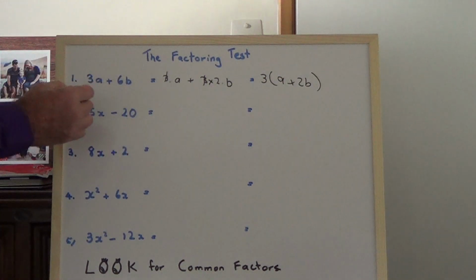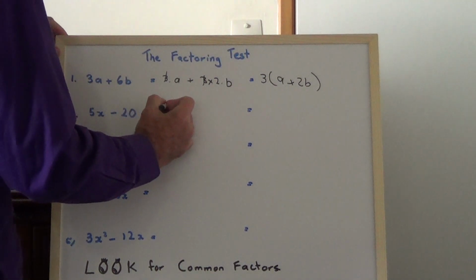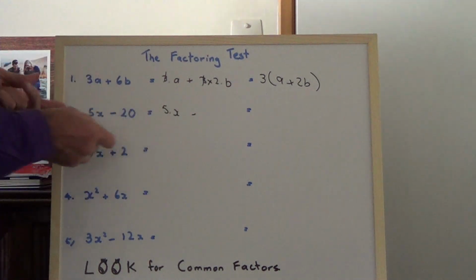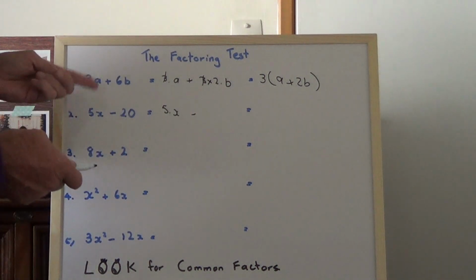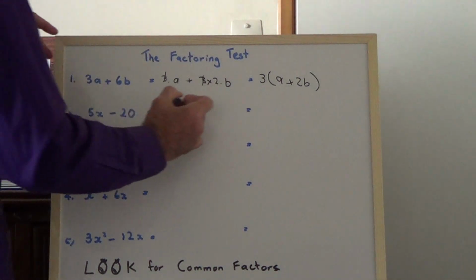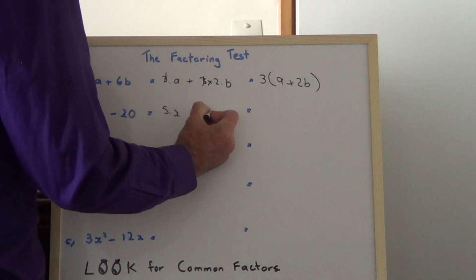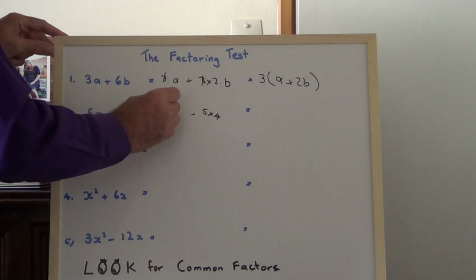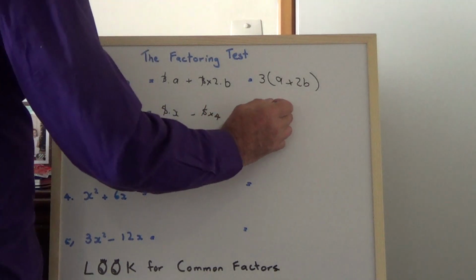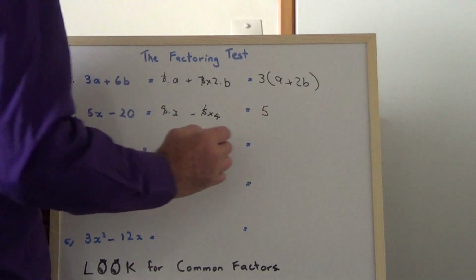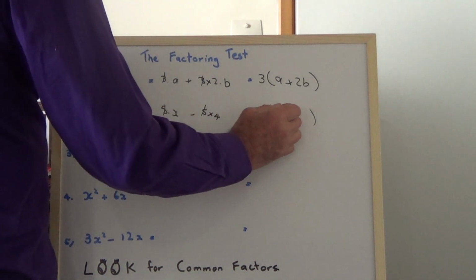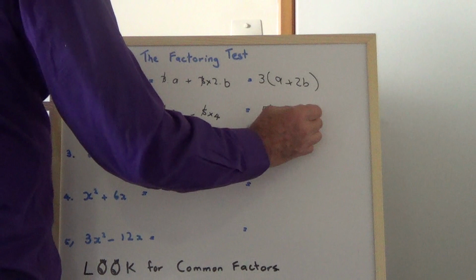Next one, 5x. Well, that's just 5 times x. 5 dot x. Now we want to get a... There's a number of factors of 20, but we want one with 5 in it. So that's just 5 times 4. Okay, we've got 5 times 4. Cross out the 5s. Put the 5 in front of the bracket like that. Here's the bracket. And what's inside the bracket is x minus 4.